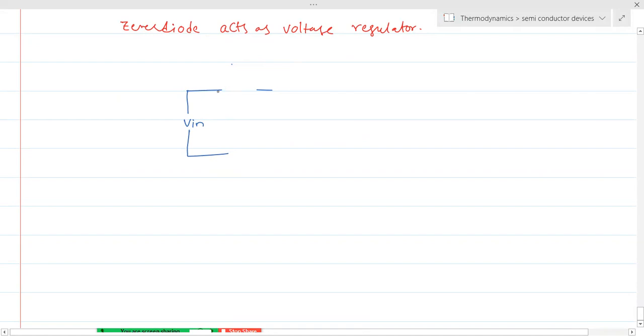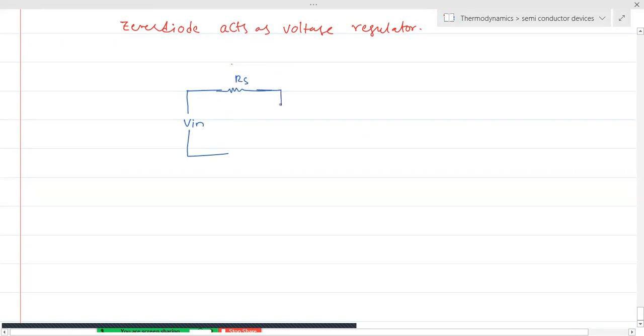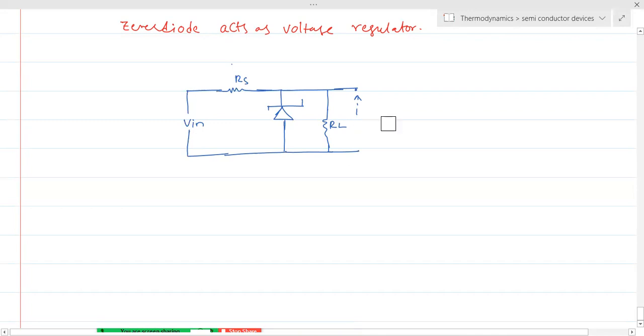V input is connected to some series resistance Rs, and this is connected to a highly doped PN junction diode. Parallel to this, we are connecting a load resistance, and usually we measure the output V output across the load resistance.